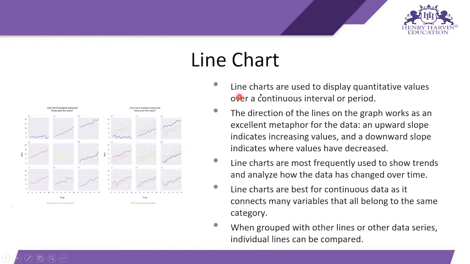Next, line charts are used to display quantitative values over a continuous interval or period. Let's say you have a continuous variable and you have to plot it on the graph, so we can use this line chart. Then the direction of these lines on the graph works as an excellent metaphor for the data. An upward slope indicates increasing value, and a downward slope indicates where the value has decreased.